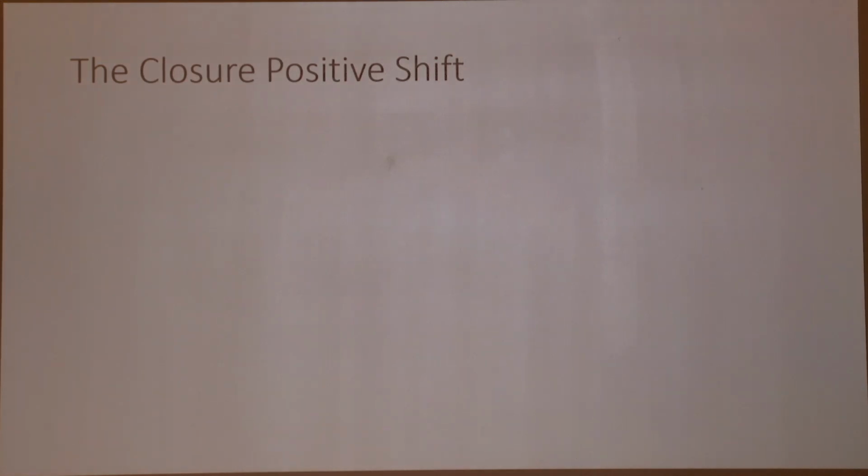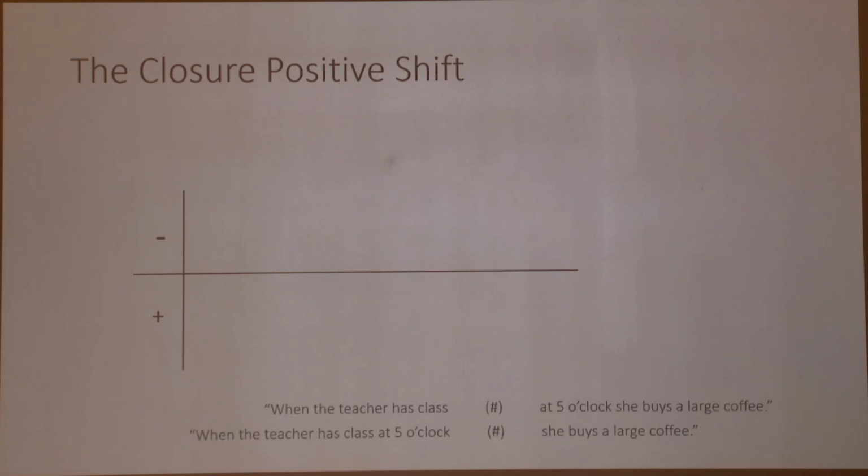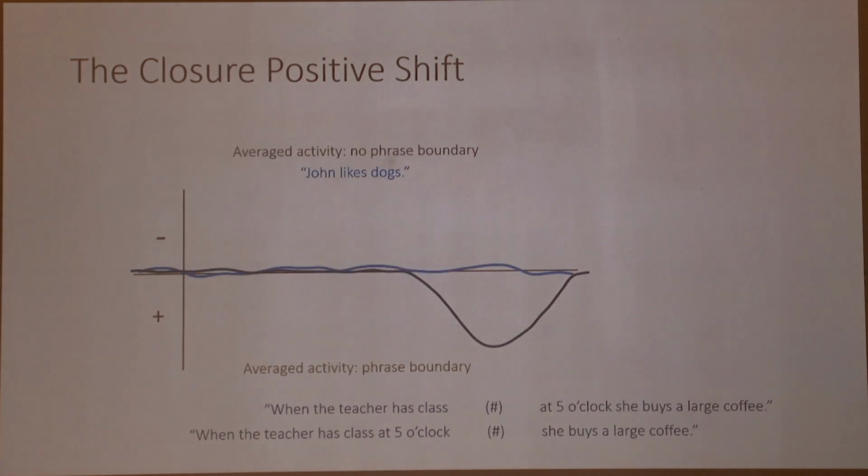An established ERP component called the closure positive shift occurs in response to prosodic phrase boundaries. So in this cartoon representation, if we look at the averaged activity surrounding a sentence with a phrase boundary, we should see the closure positive shift, the CPS, a positive shift in the waveform after a prosodic phrase boundary, and we should see a lack of such effect in a sentence with no phrase boundary.